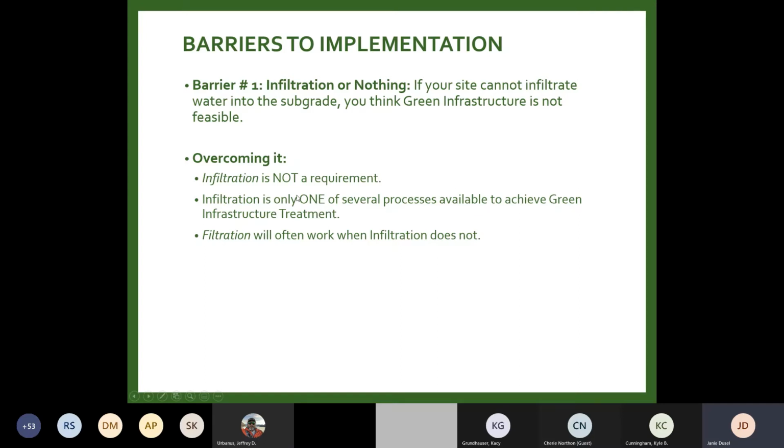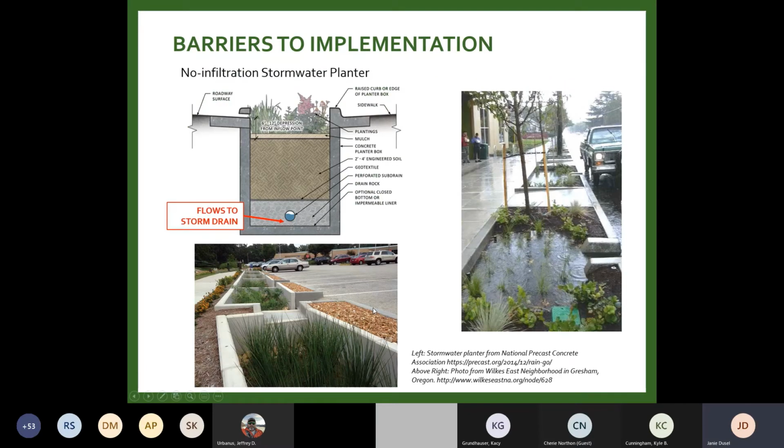That is a requirement. So the tool that will most often work when infiltration won't is filtration. Filtration is very flexible and in a lot of situations will work when infiltration does not. So I'm going to show you a couple of examples of how much I mean that you don't have to do infiltration. So this is what's called a stormwater planter. I do not see a lot of these in Anchorage, but they are commonly used in other places.